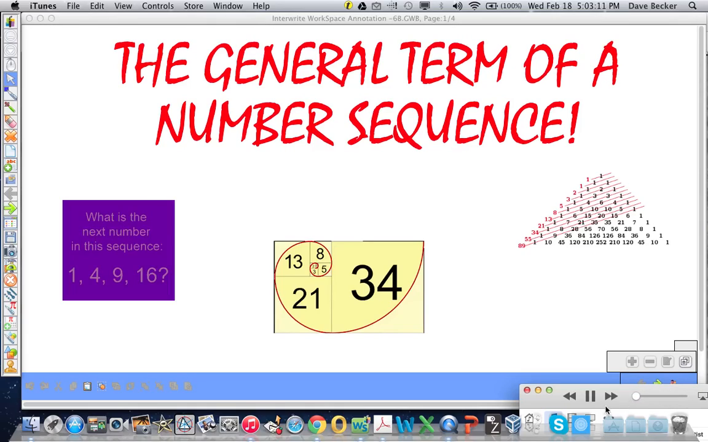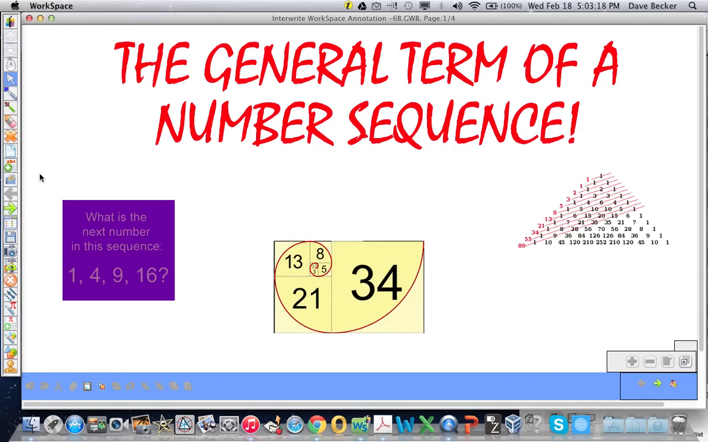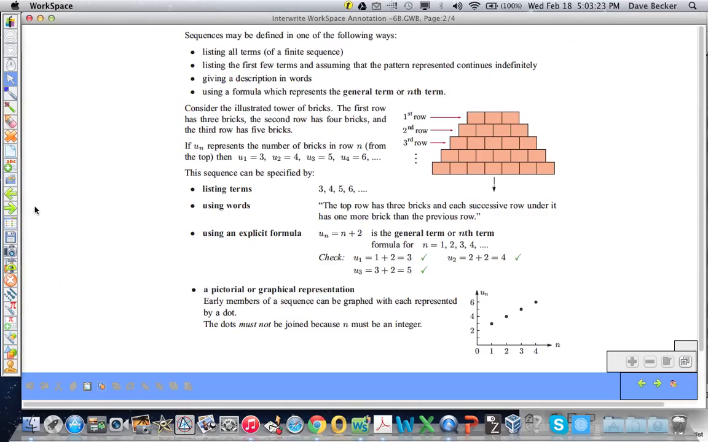Today we are talking about the general term of a number sequence. We're going to get more specific about our sequences in just a little bit, but we're going to talk about the general term of a number sequence. What in the world does that mean? Well, we can define sequences as listing all the terms of a finite sequence, meaning it ends, the first few terms, and assuming that the pattern continues. We can describe it in words, or we can use a formula. When we're using a formula, that is the general term.